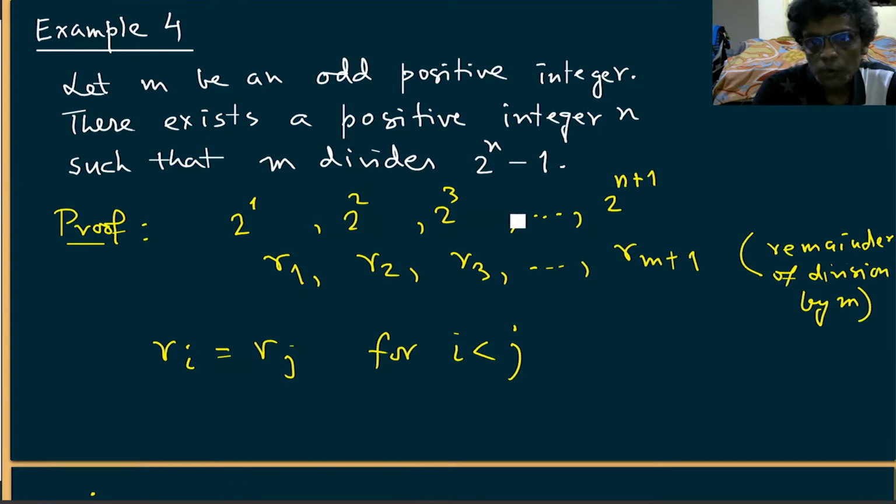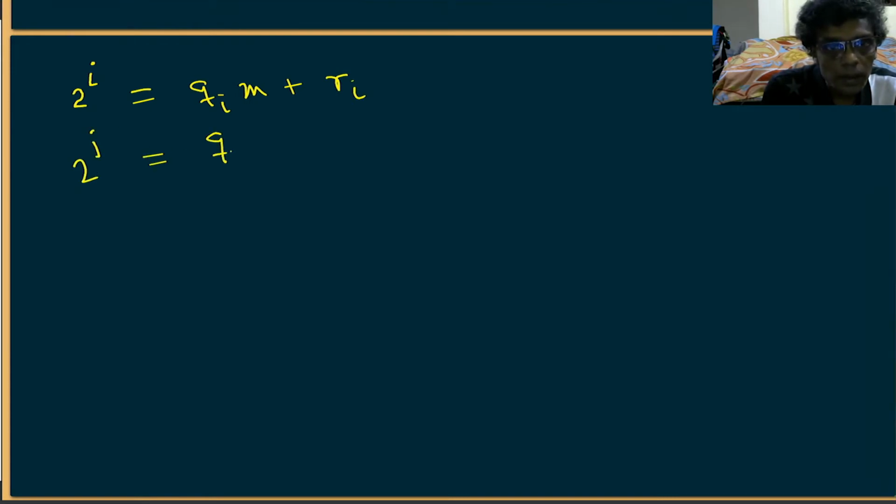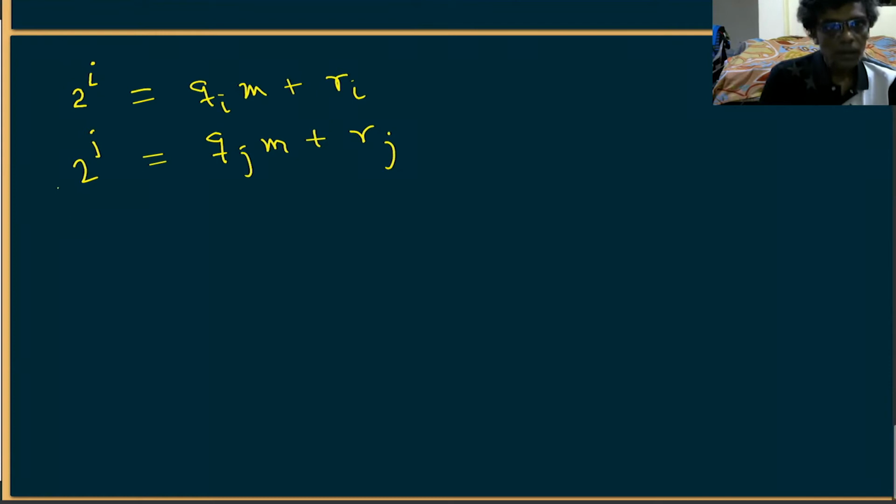Let us take 2 power 1, 2 power 2, 2 power 3. Simpler things. So here also I remove this minus 1 and have 2 power I is equal to some qi m plus remainder Ri, and 2 power j is qj m plus rj. Now I subtract. Of course, if I had minus 1 it would cancel, but that's not necessary.